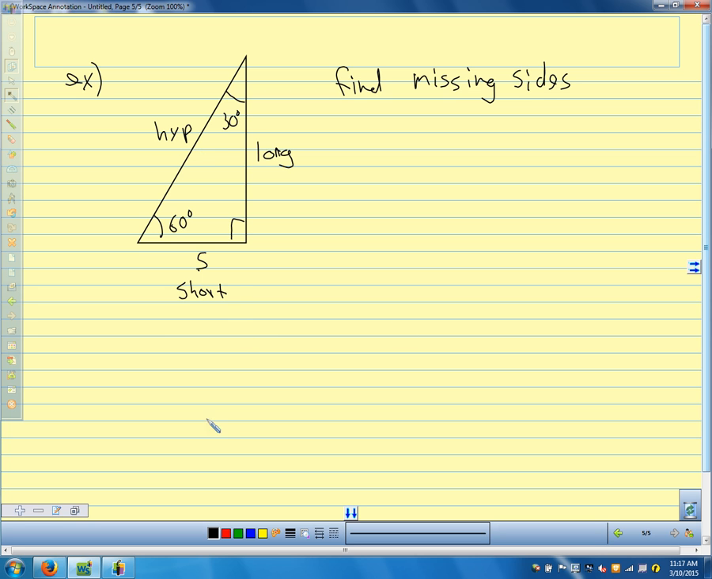And now we just use our rules. To go from the short to the hypotenuse, what do we do? Multiply by 2. So the hypotenuse, 5 times 2 is 10. And the long, to go from the short to the long, multiply by the square root of 3. So we have 5 times the square root of 3. And that's all we have to do.